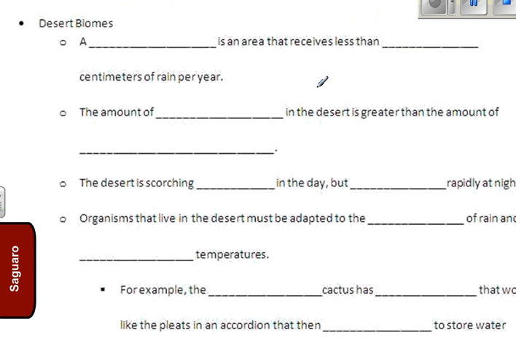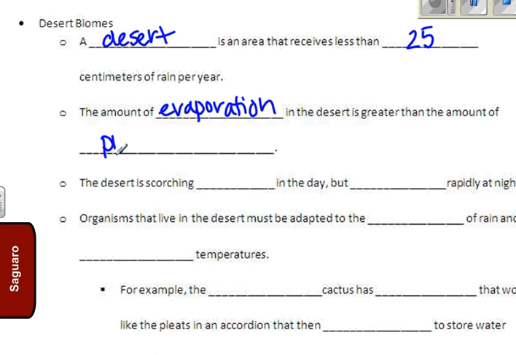The next biome we're going to talk about is the desert biome, which is almost the complete opposite of your rainforest. Now, a desert is an area that receives less than 25 centimeters of rain per year. And the amount of evaporation in the desert is greater than the amount of precipitation.